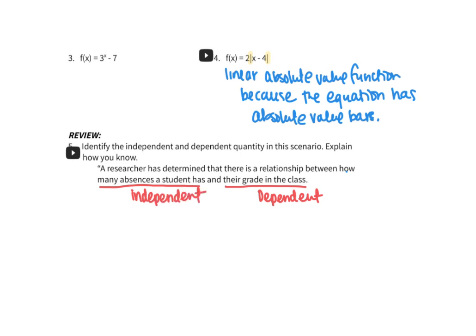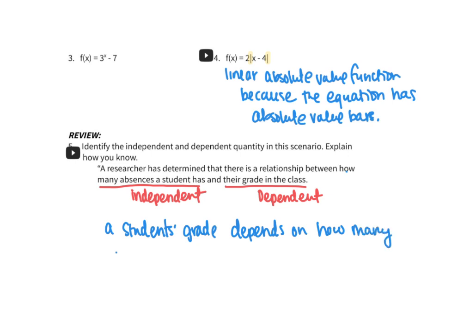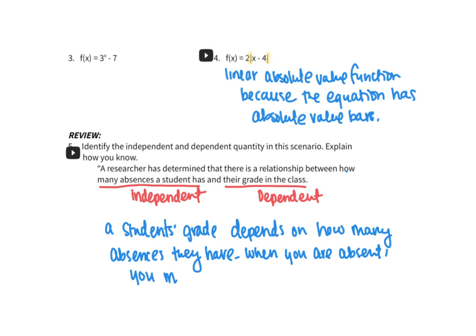And to explain, I would say a student's grade depends on how many absences they have. And then one thing I might say to explain this further is when you're absent, you tend to miss assignments. You miss assignments, and your grade goes down.